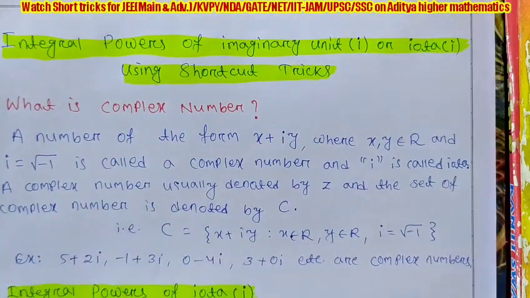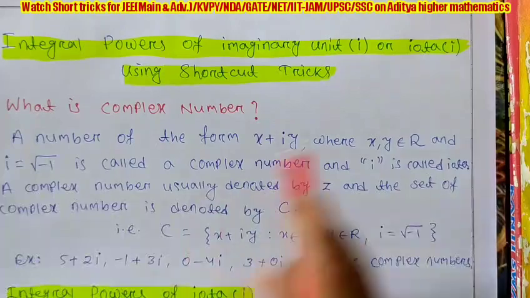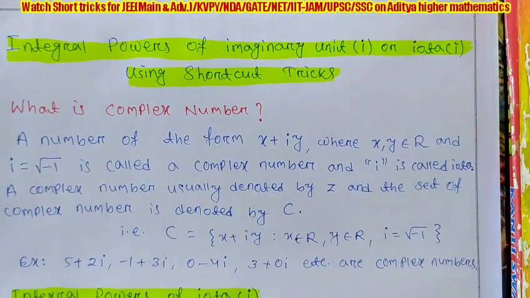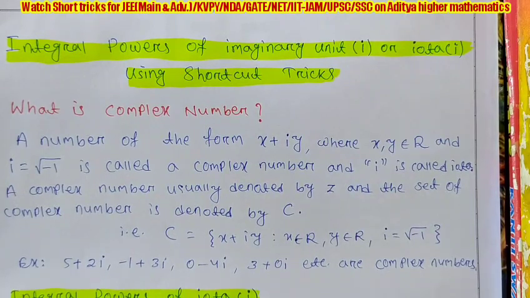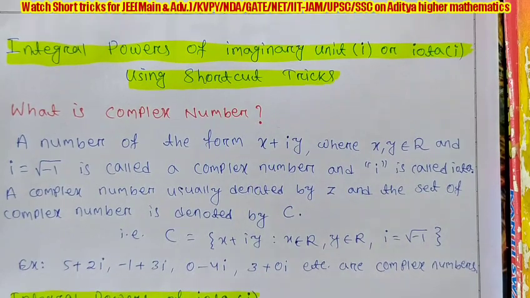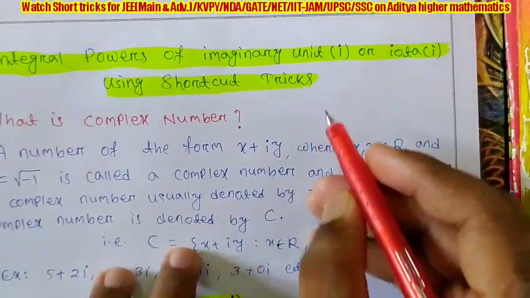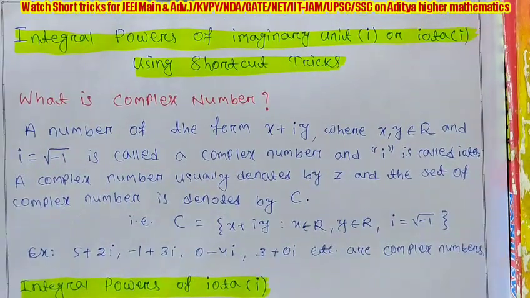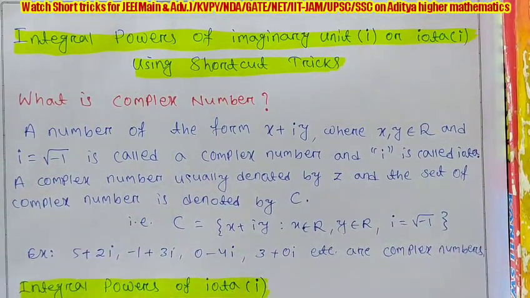How to find integral powers of the imaginary unit, which is also called iota, using shortcut tricks, however large the number given. Then you can find this out. So first we will discuss what is a complex number. First we will discuss some concepts, then we will go to the trick.